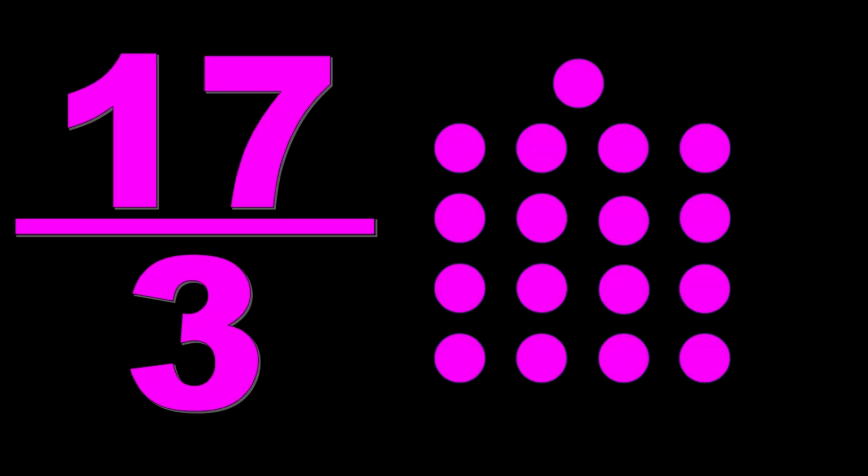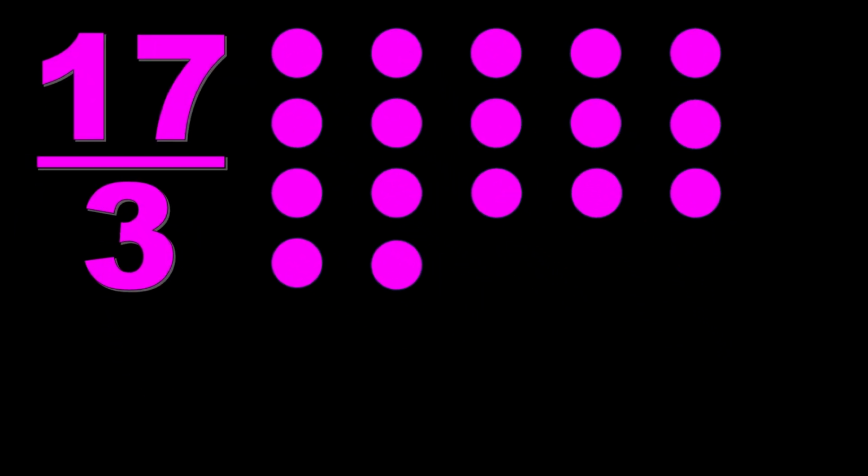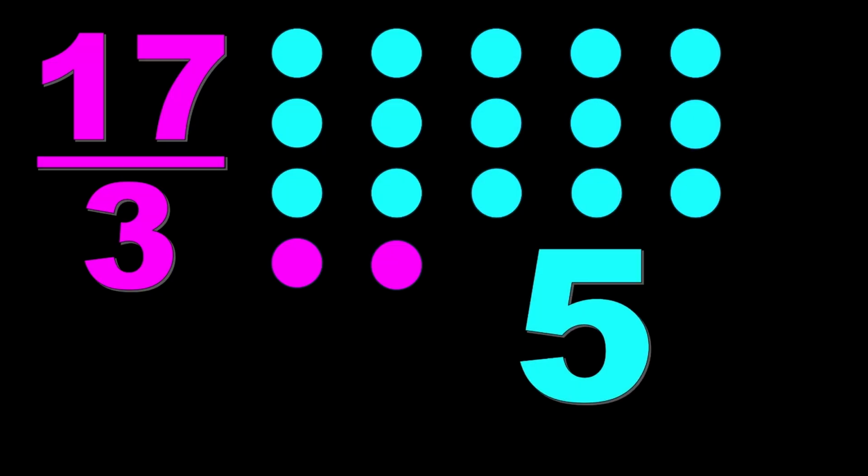Here I have 17 dots, and I'm just going to rearrange them so that they're a little bit easier to organize by threes. And I want to see how many sets of 3 I can make out of these 17 dots. So here you can see 1, 2, 3, 4, 5. This is the maximum number of full sets of 3 I can have, so I'm going to write the 5 right here. Now, how many dots were left out?